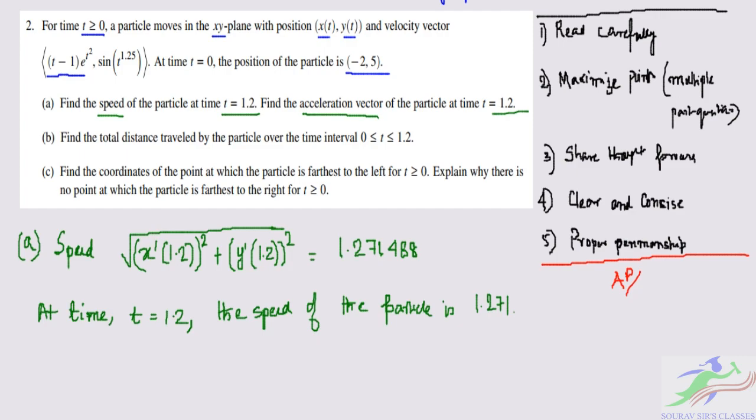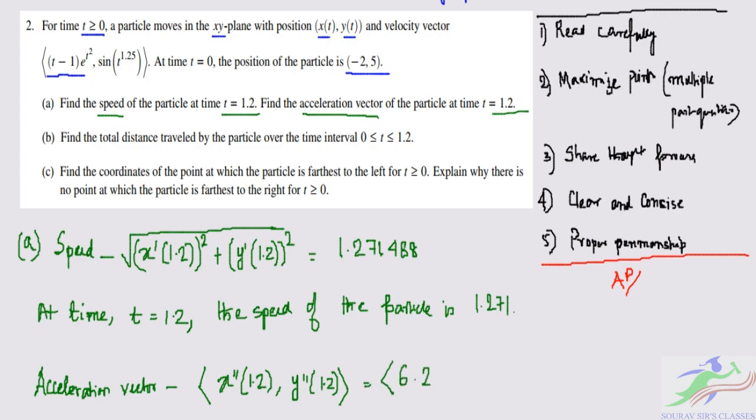Now you have to find the acceleration vector. The acceleration vector is the inner product x double prime at 1.2, y double prime at 1.2. Here you do the differentiation of the velocity vector that is given. The first component will be 6.246630, and the second is 0.405125.